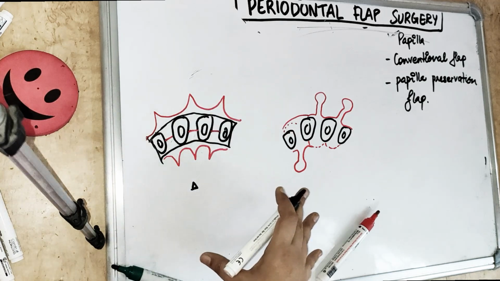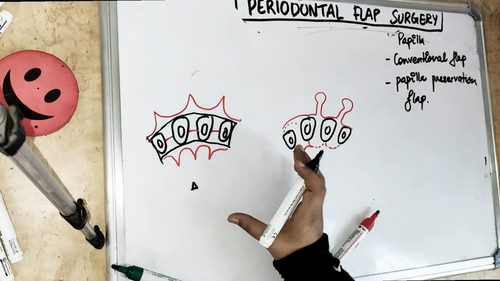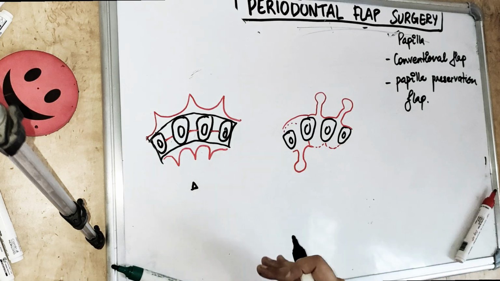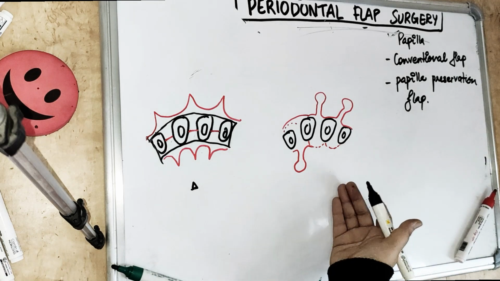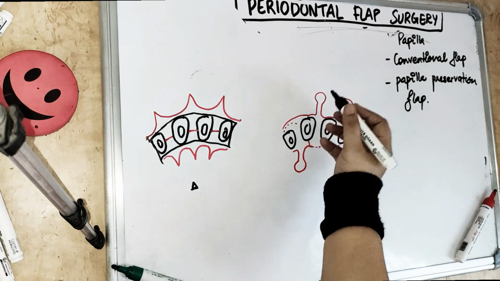So if in case you want to do surgery in the anterior teeth, aesthetics is very important, because while you are preserving the tooth, you don't want to ruin the aesthetics of the patient. So you are doing the papillary preservation flap. In this you are preserving all of the papilla.